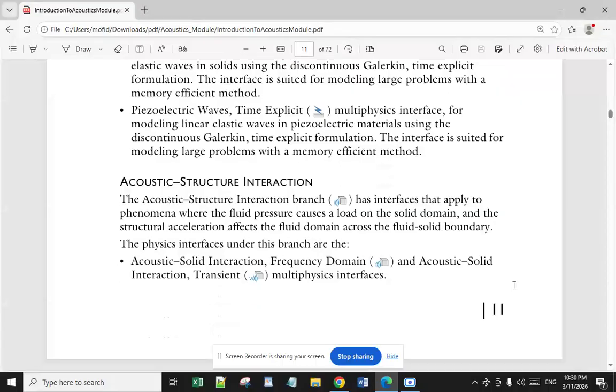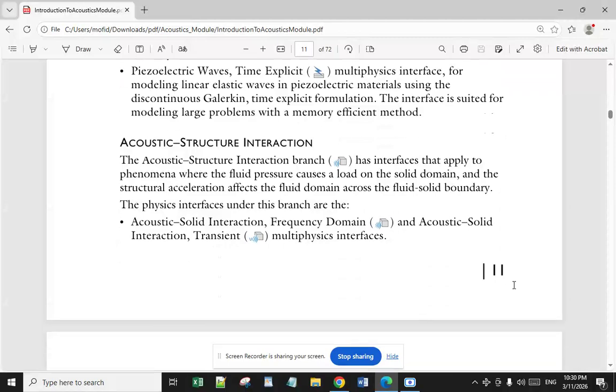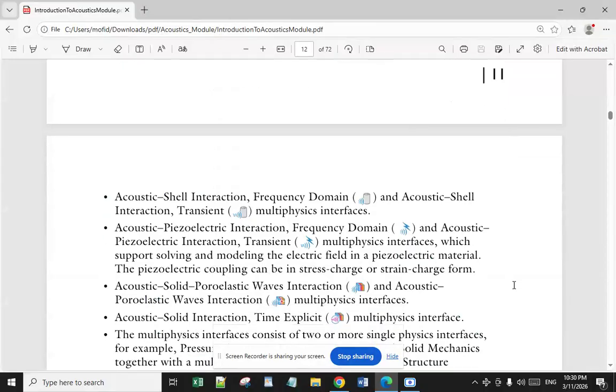The physics interfaces under this branch are first the acoustic solid interaction frequency domain and acoustic solid interaction transient multiphysics interfaces. The next one is the acoustic shell interaction frequency domain and acoustic shell interaction transient multiphysics interfaces.